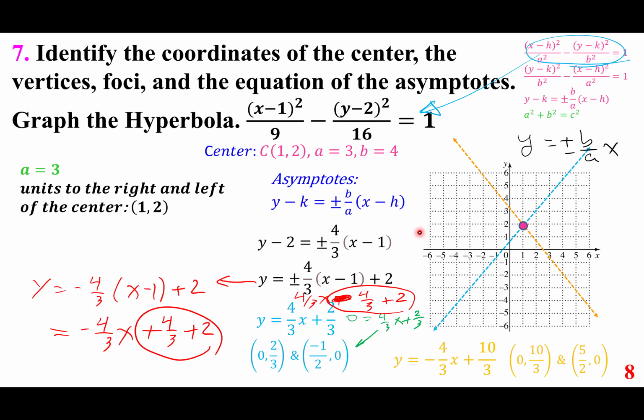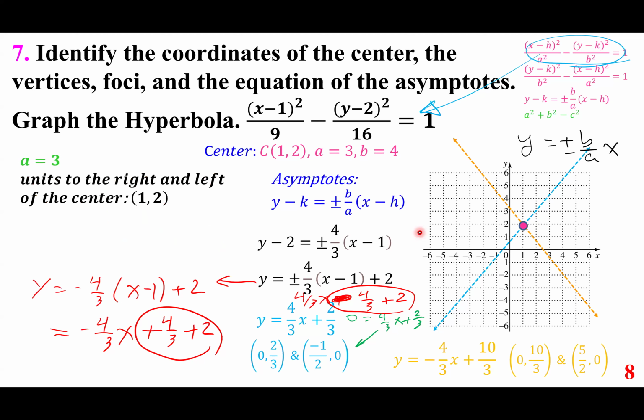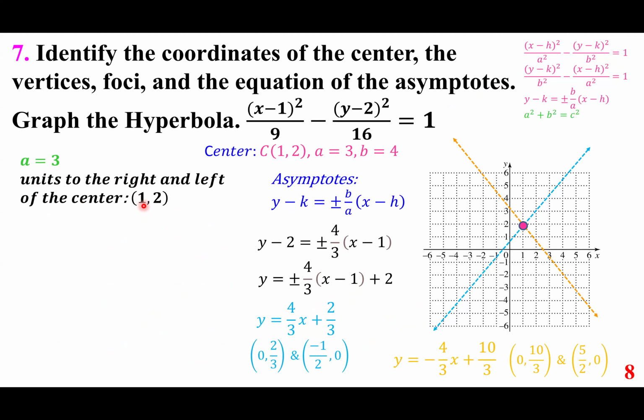All right, so we are going a units to the right and left. Let me erase my work. If I want to go to the right, 1 plus 3 becomes 4, so (4, 2). If I want to go to the left, 1 minus 3 is negative 2, so (negative 2, 2). Those are the 2 points, and all you have to do is draw the graph. So you're done with the graph. Those are the vertices.